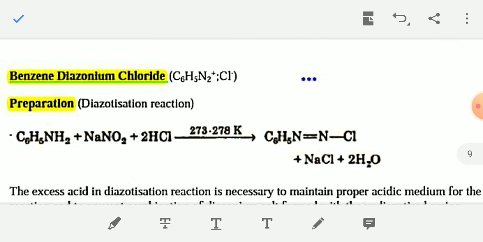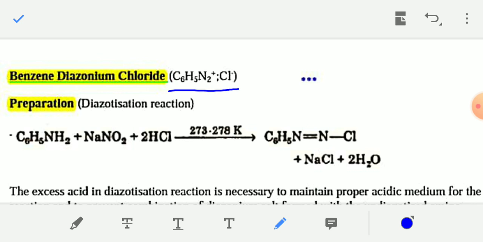Now see benzene diazonium chloride. This is another type of compound. Benzene diazonium chloride formula is C6H5N2 plus Cl minus. Preparation, I have told, of benzene diazonium chloride is the diazotization reaction. When aniline reacts with HNO2, that is NaNO2 plus HCl, it will produce HNO2, nitrous acid.